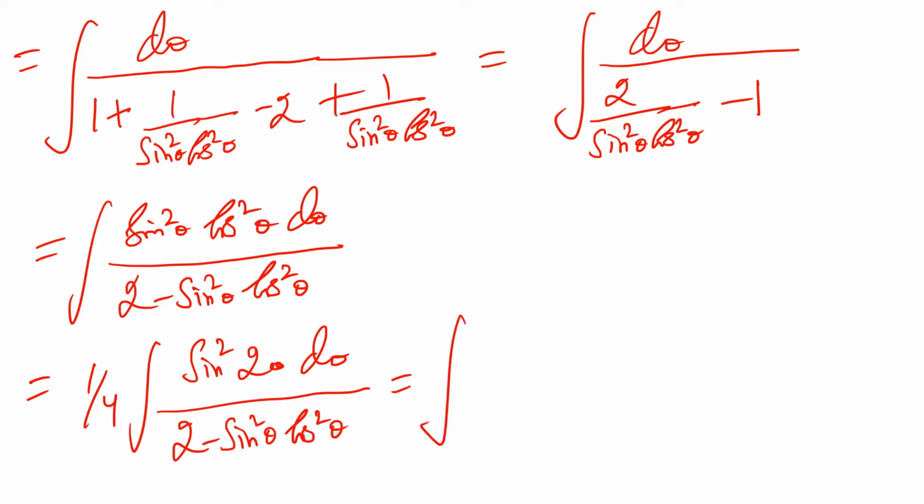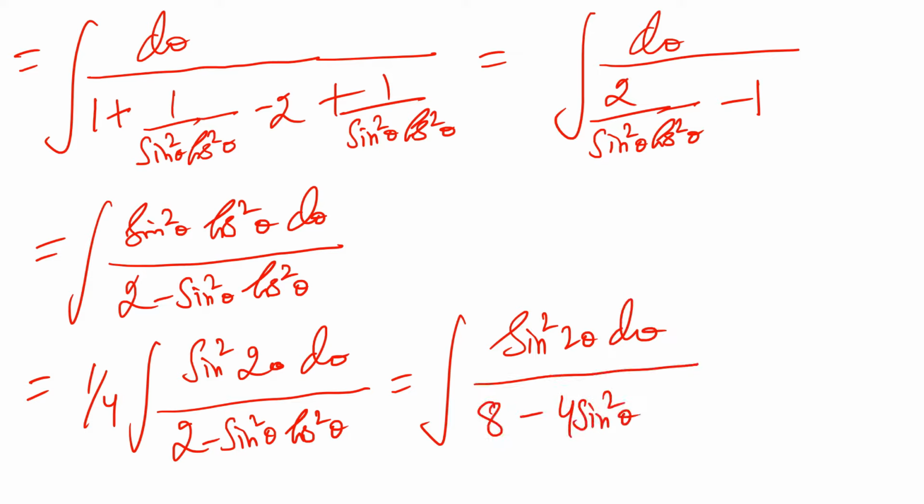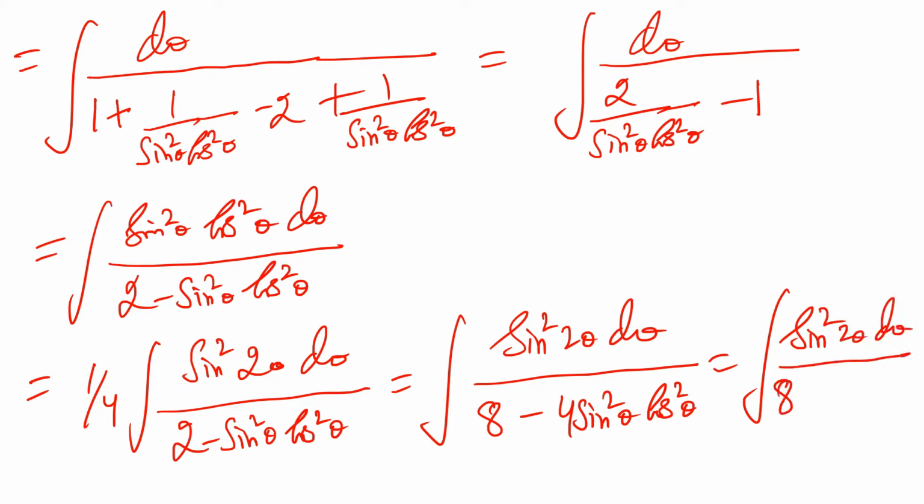Now what do we do? We take this 4 and multiply it with the terms of the denominator. So now we get sine square 2 theta d theta divided upon 8 minus 4 sine square theta cos square theta, right? Now this can further be written as sine square 2 theta d theta divided upon 8 minus sine square 2 theta. Why? Because sine 2 theta is equal to 2 sine theta into cos theta. Now we move further.